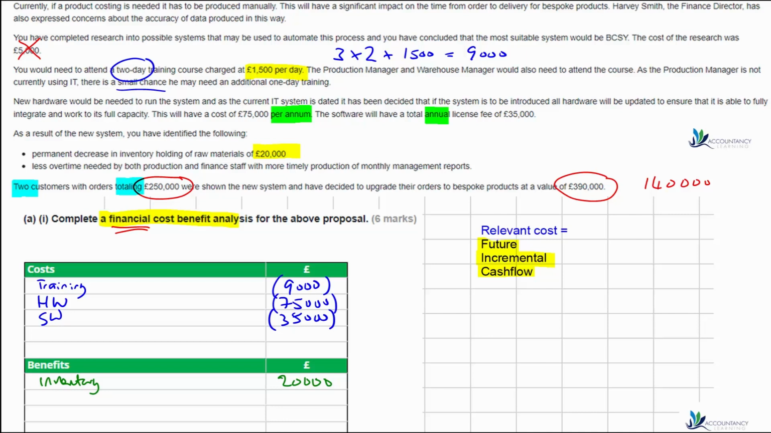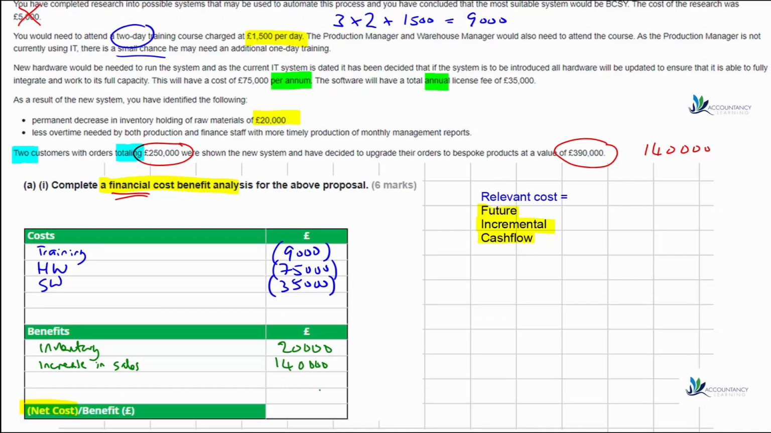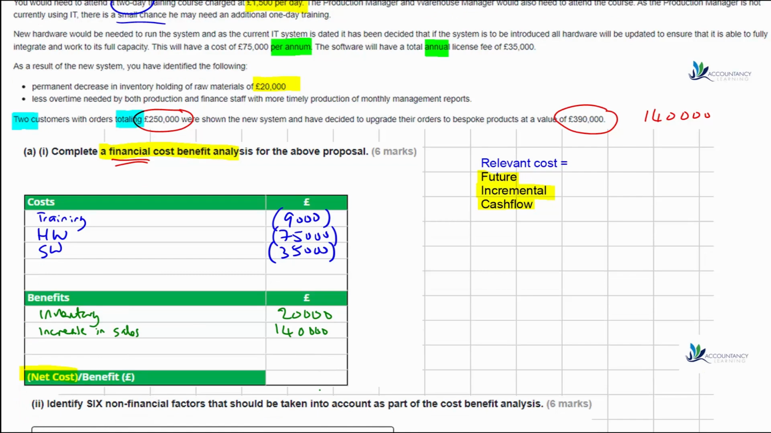So we don't need to multiply by 2 in this case. So yeah, we have an increase in sales, and we're going to receive a further 140,000 as a result of that. So we just need to work out our total now to see overall, will we get a benefit or not?